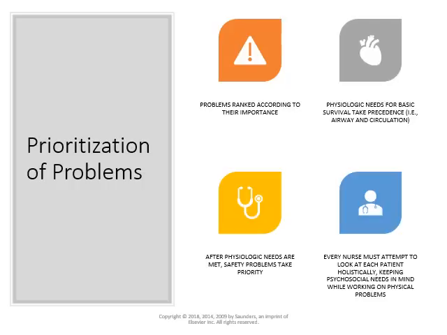Prioritizing your plan of care based on patients' problems and presentation. Problems are ranked according to their importance. Physiologic needs for basic survival take precedence. Remember your ABCs: airway, breathing, and circulation. After physiologic needs are met, safety problems take priority. Every nurse must attempt to look at each patient holistically, keeping psychosocial needs in mind while working on physical problems. Your order of prioritization can be guided by the hierarchy of needs adapted by Maslow.